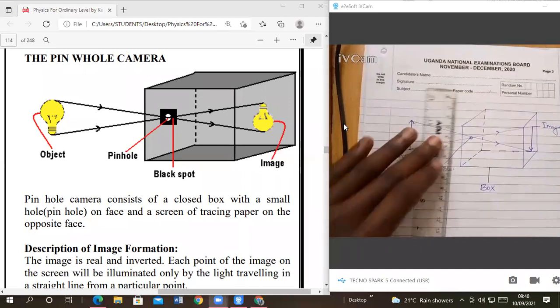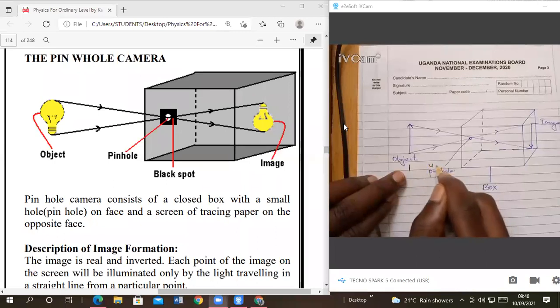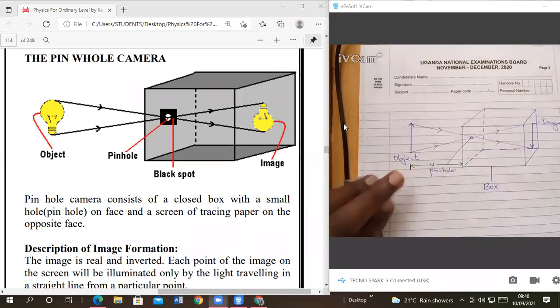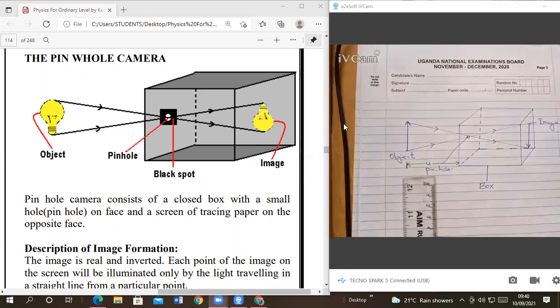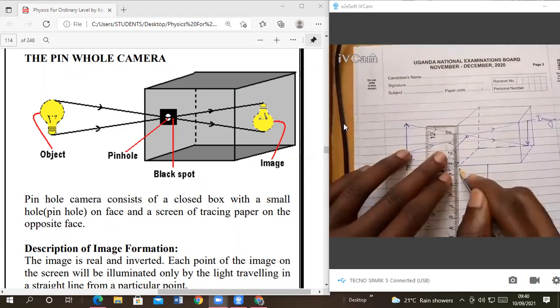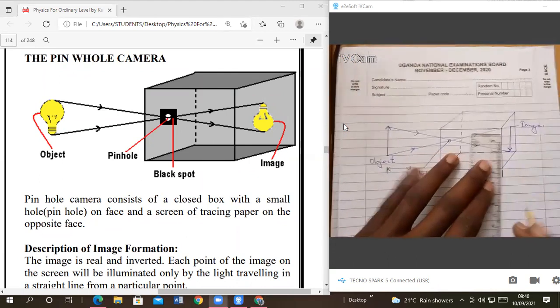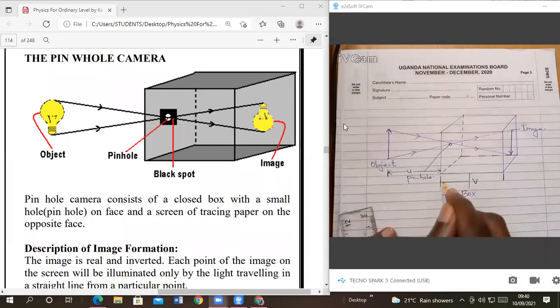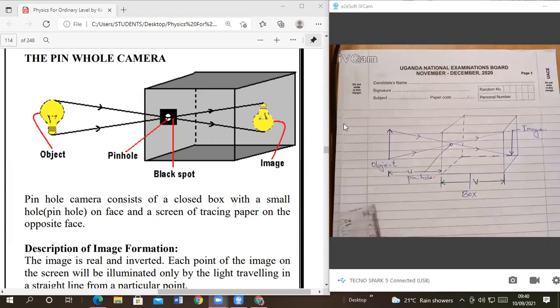Now, members, the distance from the object to the screen, that one we use letter U. We use letter what? Letter U. The distance from the object to the pinhole is called the object distance. Then the distance from the pinhole up to the screen is called the image distance. It's called the image distance.